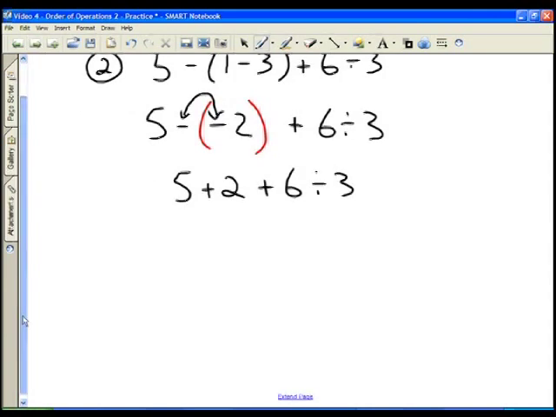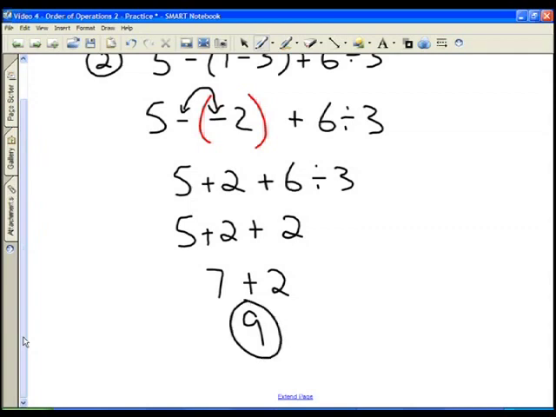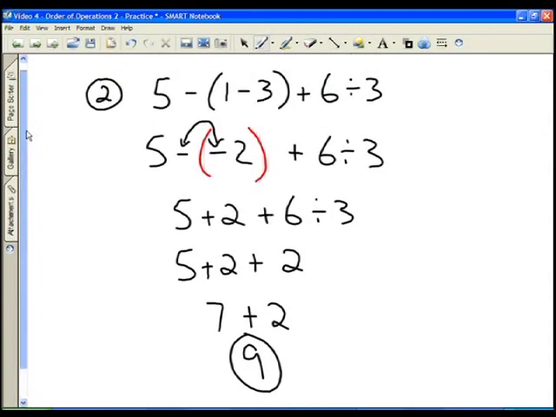And now we look after our division next. And so I have 5 plus 2 plus, and 6 divided by 3 is 2. And so now I have 5 plus 2, which is 7, plus 2, and 7 plus 2 is 9. So the correct answer to this problem is 9.